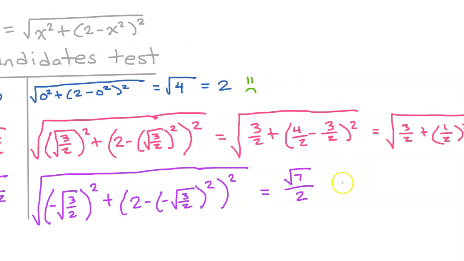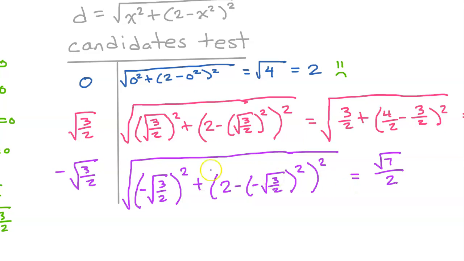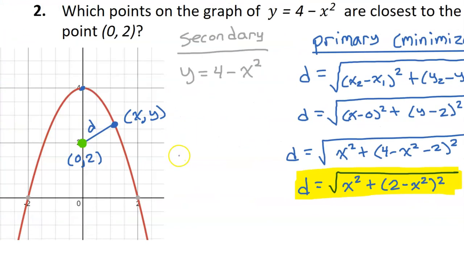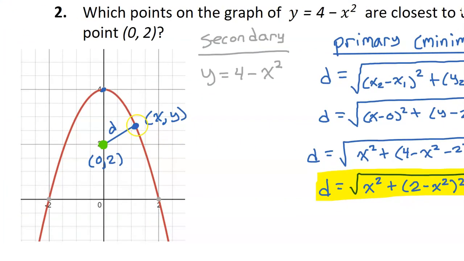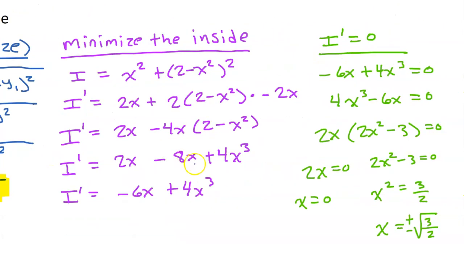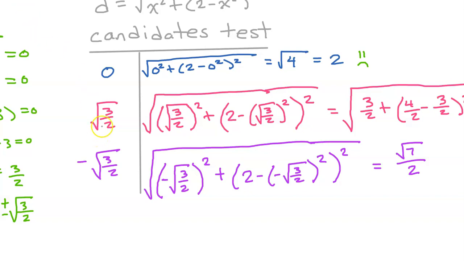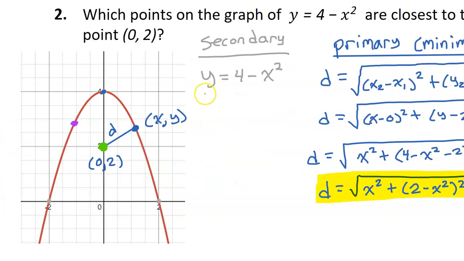So that means that we have two answers, and we knew we would because of the symmetry. We knew we would have one on the right and then one on the left. But now we know what they both are. Well, at least right now we know what the x values are. We still need to find the y values that go with these x values. We can use the secondary equation to come up with the y value. So y is equal to 4 minus x squared.